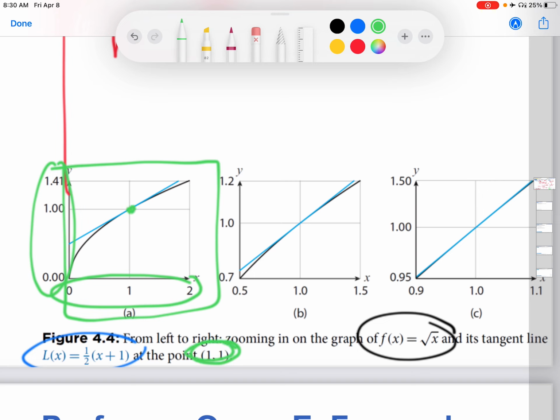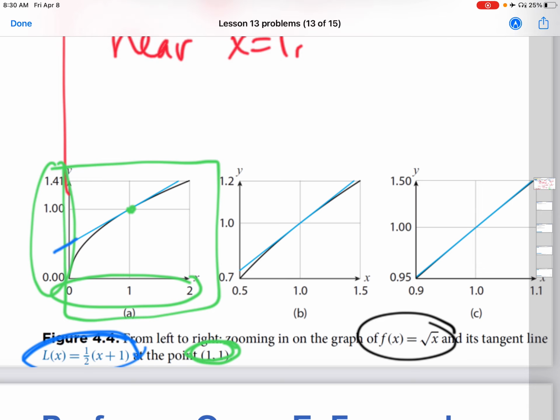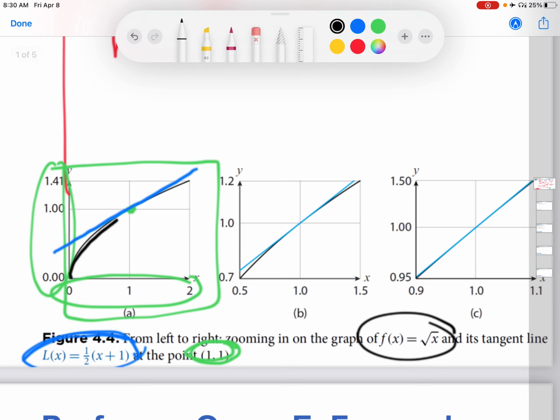So the point of tangency is the point 1, comma 1. And you can see that the graph of the linearization, the tangent line, is pretty close to the graph of the function. This tangent line looks very close to the graph of the function, which is square root of x. If I now zoom in more, look at the window here. Now it's 0.5 to 1.5, a narrower range than what I had before.